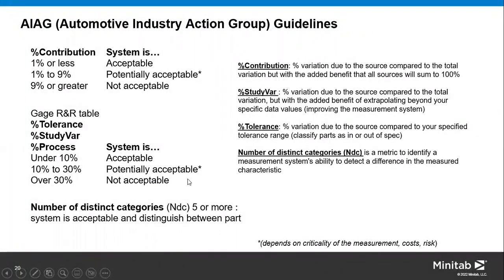NDC will be suggested by AIAG: you need to have 5 or more. Okay, so actually the NDC here refers to the number of groups your measurement tool can distinguish from the data itself. So how many categories, how many levels in your measurement data, you can group them. So a higher number is good for this case. But highly recommended from the AIAG, if your NDC is 5 or more, it is acceptable.